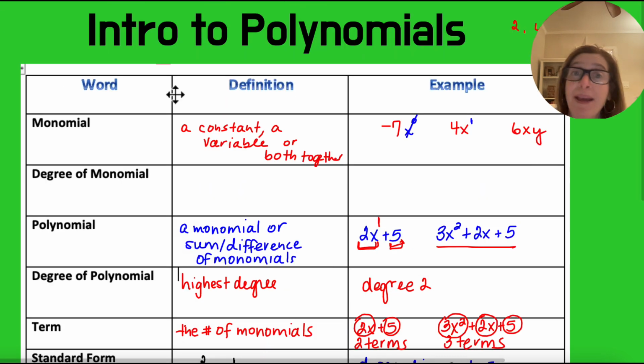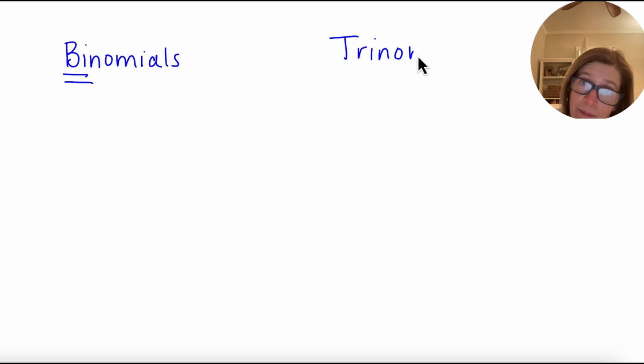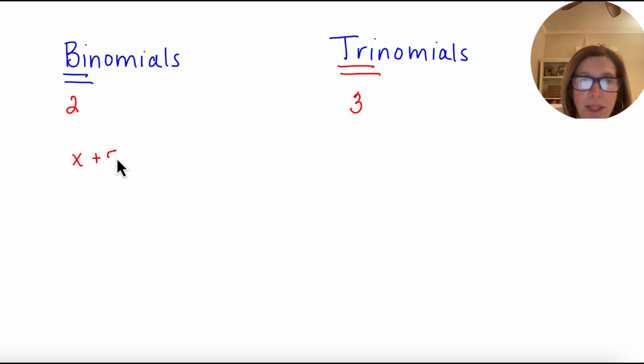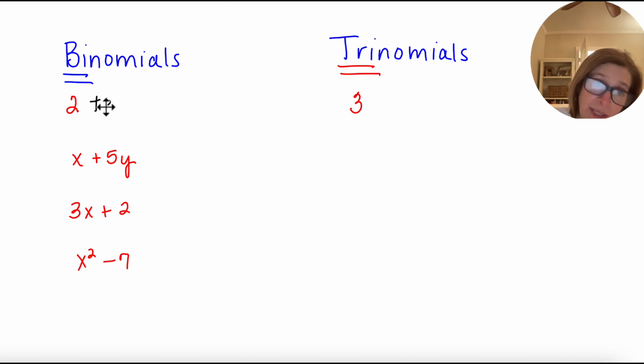Okay. All right, so that's a little bit about what monomials and polynomials are. But then we make it even more confusing. There's a couple of polynomials that we're going to actually have names for. So instead of calling them polynomials, we're going to call them, these are the two big ones, binomials, see the word bi, and trinomials. So these you're going to be using a lot in Algebra 1. So bi means 2, tri means 3. So a binomial would be like x plus 5y, 3x plus 2, x squared minus 7. You can see they have two terms.